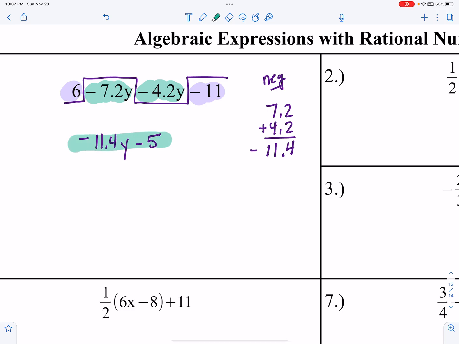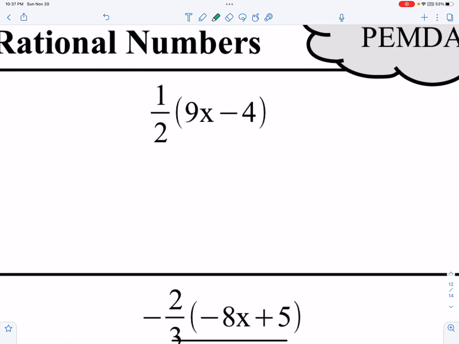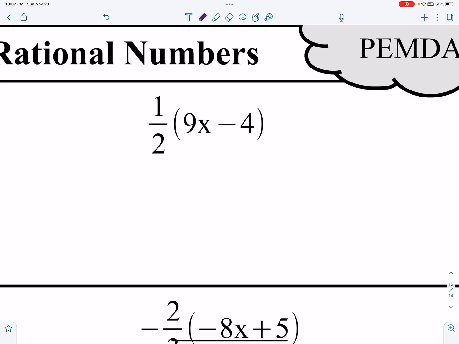All right, highlight my answer, and moving on to number 2. Inside the parentheses, I cannot combine. There's no exponents, so we're moving to multiplication. This is a 1/2 distributed to both of these. I'm going to KFC this to uncomplicate that. This is half of 9x.